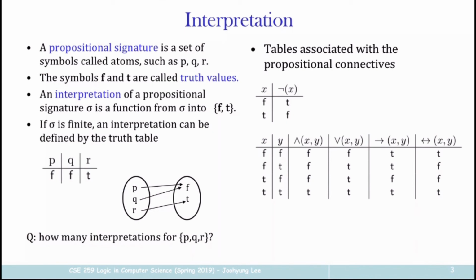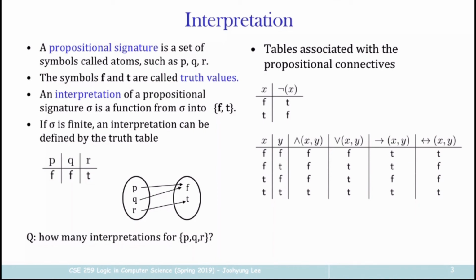So the question is, how many interpretations are there for P, Q, R? How many functions are there from P, Q, R to truth values? 6? 9? 8? Yes, 8. This was actually the midterm problem, right? So we had 3 elements in the domain and 2 elements in the range. So then you have 2 to the power 3 functions.